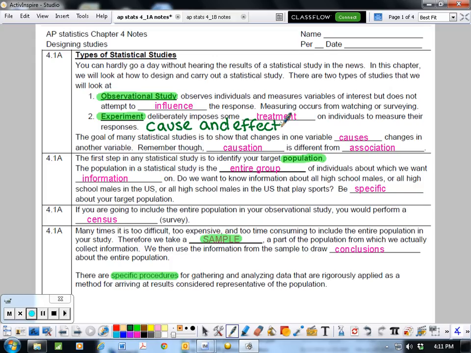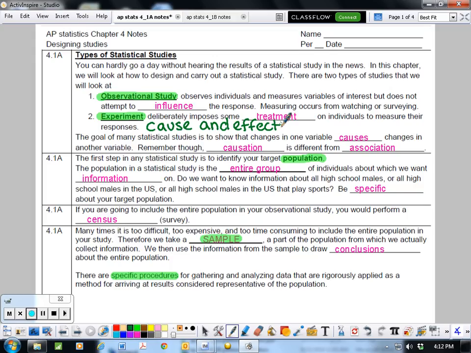The goal, like I said before, of many statistical studies is to show that changes in one variable cause changes in another variable. And we can only do that through experiments. If we are using observational studies, then we say that there's association. There's a relationship there, but we haven't done enough to really establish that there's a cause and effect. And so a lot more studies would have to be done to be able to reach that without experimentation.